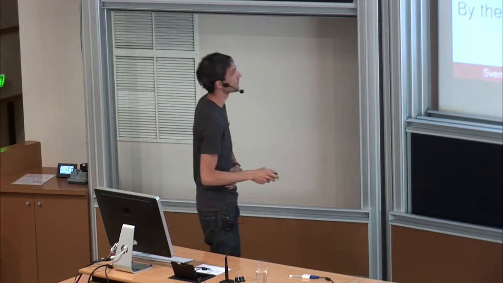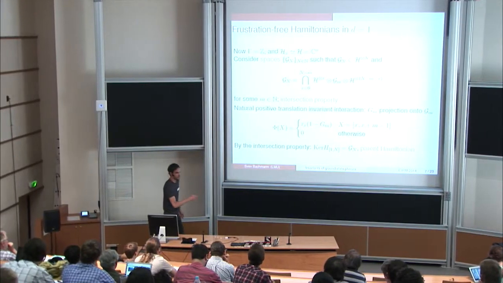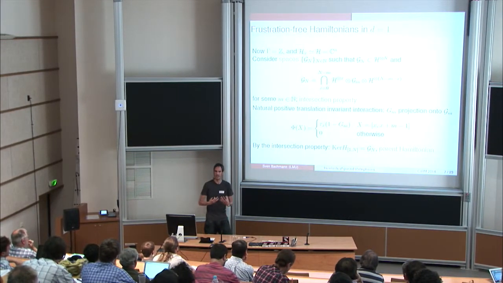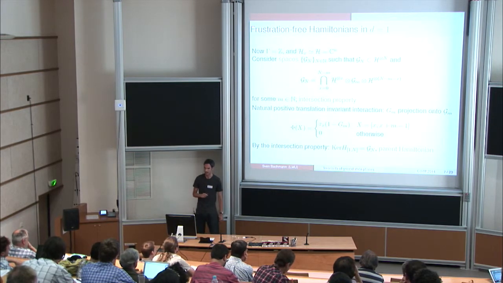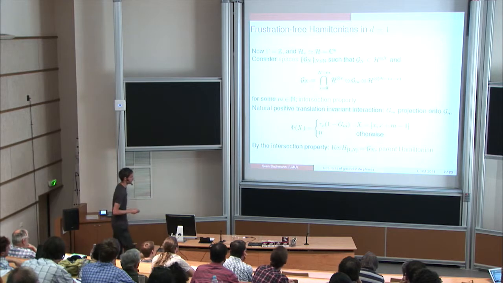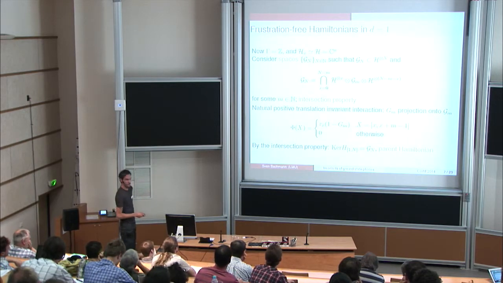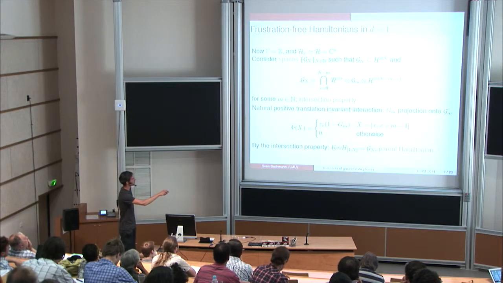Why is this useful? Well, because starting from this, you can construct a very simple, natural Hamiltonian for which these spaces are the ground states. And these are these frustration-free Hamiltonians. What do you do? Well, you define an interaction which is the following. You fix little m. You look at the projection onto that space, or rather the projection orthogonal to it, right? And that's your interaction. It's a translation invariant interaction, which is this orthogonal projection onto precisely the orthogonal space to G_m. So in particular, when you apply it to G_m, it's 0, right?